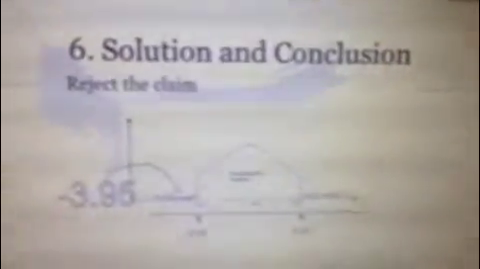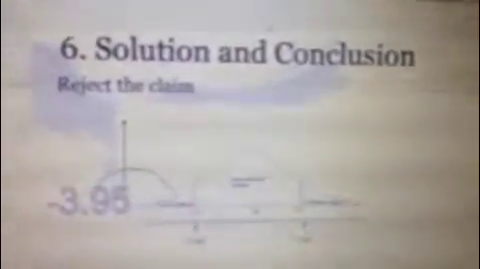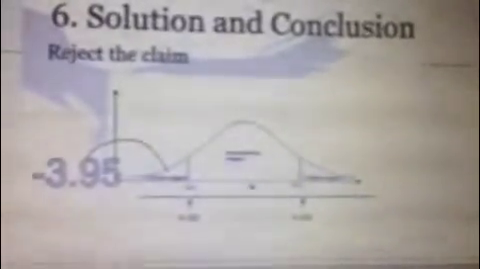And then after getting that answer, we will find the solution and conclusion in order to reject the claim. So as we've seen previously in our graph, we would place the negative 3.95 in the rejected critical region, as you can see, because it is beyond negative 2.33. The claim is rejected. Let's take a look at some problems, alright? Let's do this.